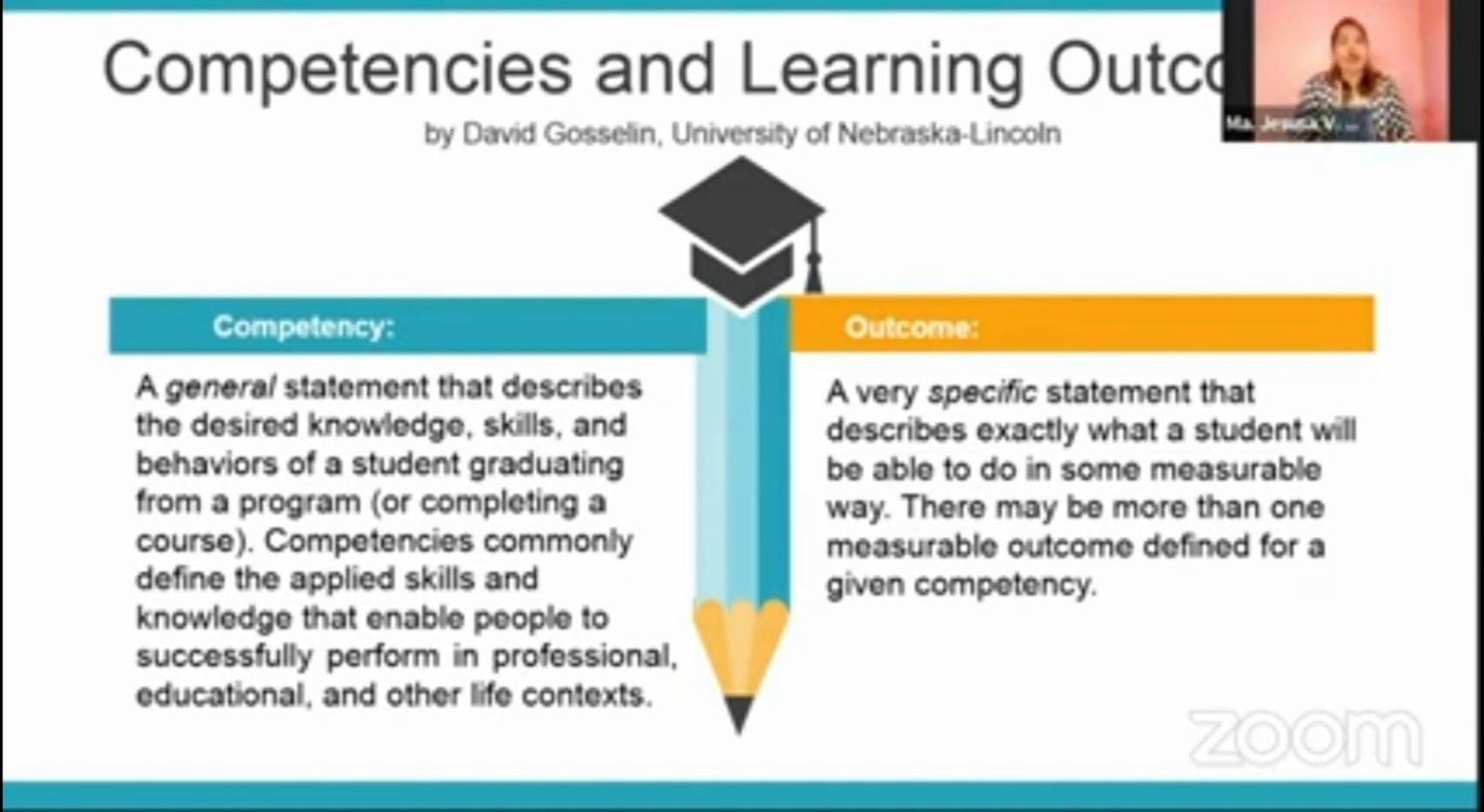So what is an outcome? An outcome is a very specific statement that describes exactly what the student will be able to do in some measurable way. There may be more than one measurable outcome defined for a given competency. So competency in Filipino, correct me if I'm wrong, fellow teachers, refers to kakayahan or skills. And the outcome refers to the kinalabasan of their skills. Okay, thank you. Next slide, ma'am.